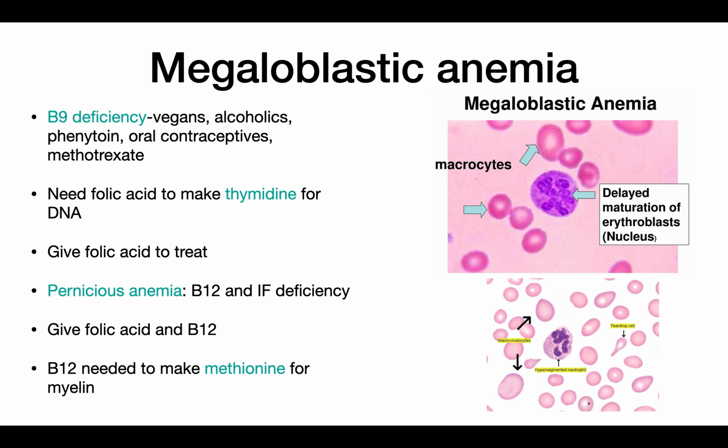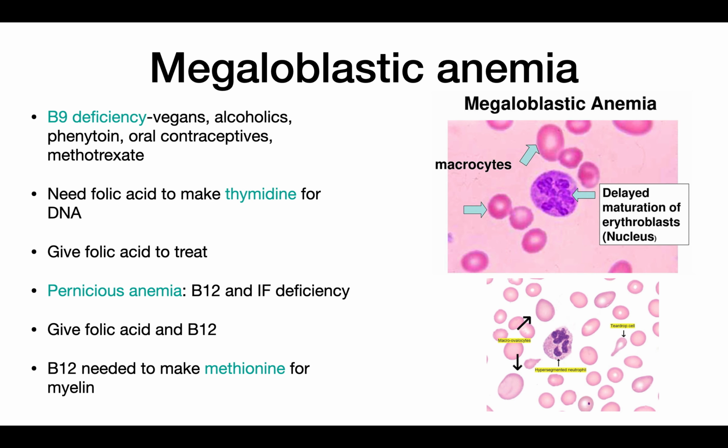Megaloblastic anemia is due to a B9 deficiency, so you have to ask your patients if they're vegan. It can also be due to chronic oral contraceptive use, because oral contraception will prevent the absorption of the B vitamins. So you need to give the folic acid to make the thymidine for DNA, and thus if you have a B9 deficiency, you give folic acid.